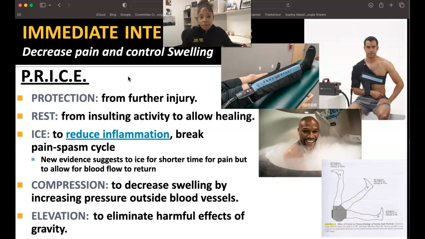That is all I have for you guys. I hope this was helpful. I hope you understand what the body goes through physiologically once an injury occurs, and how you can come alongside the athlete to create the optimal healing environment.